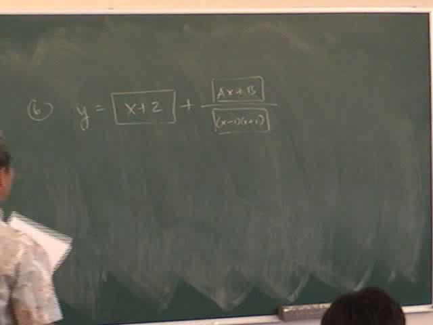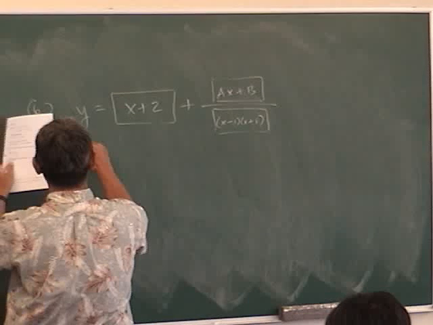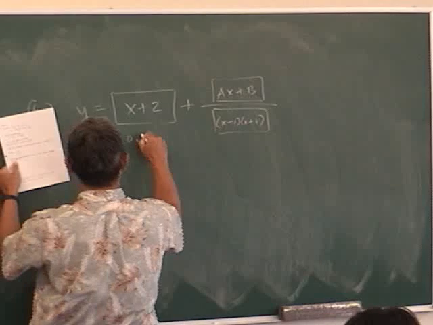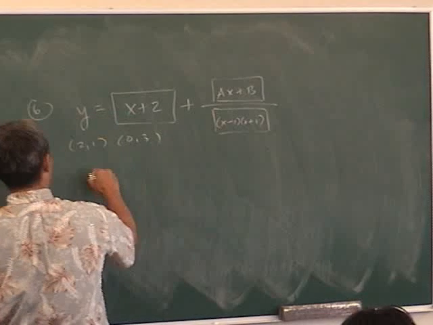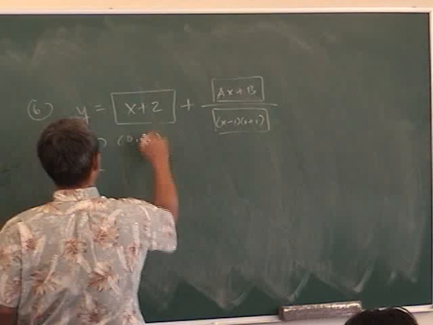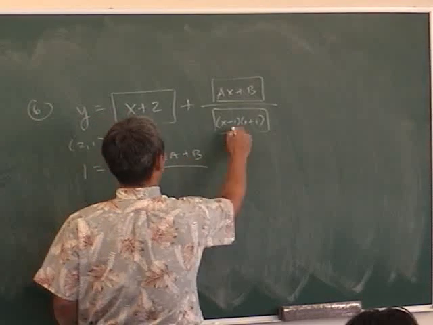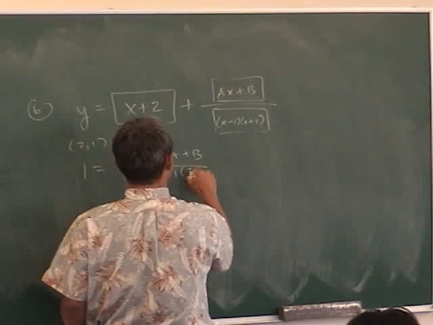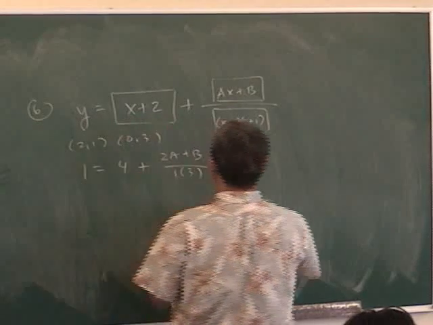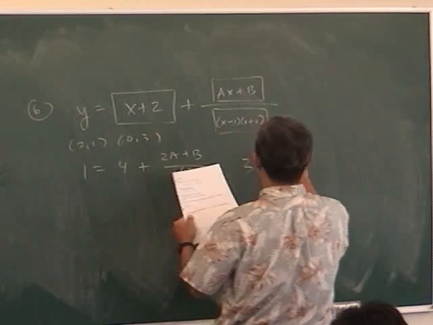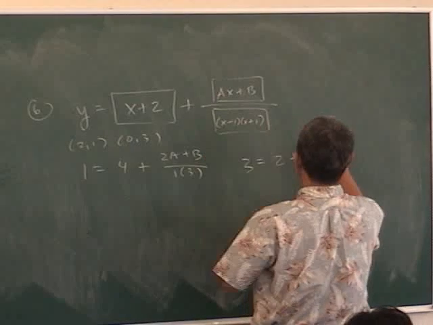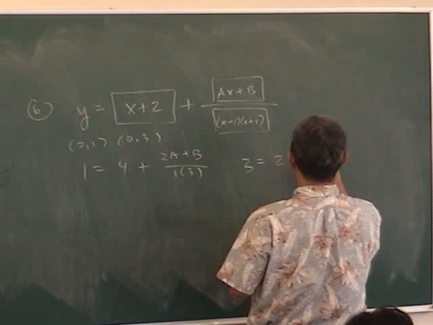Okay, so plugging in the first point, which is 2, we got 2 comma 1 and 0 comma 3. So plugging in the first point, you get 1 equals 2 plus 2, which is 4, plus 2a plus b all over 2, 1 times 3. Plugging in the second point, you get 3 equals 0 plus 2, plus, if you plug in 0, you just get b over negative 1 times 1.